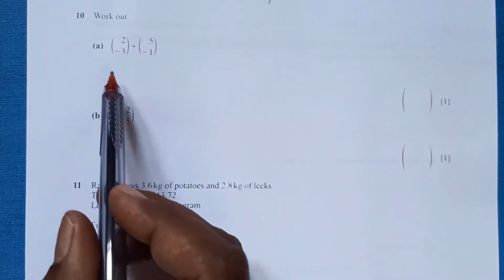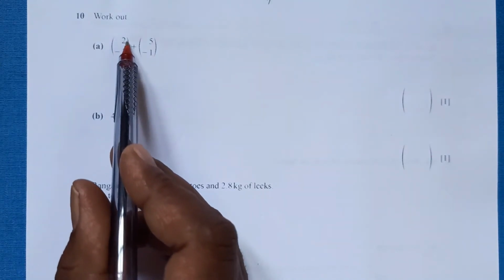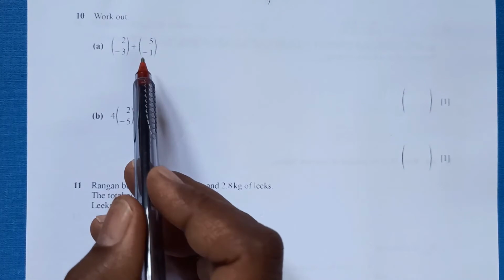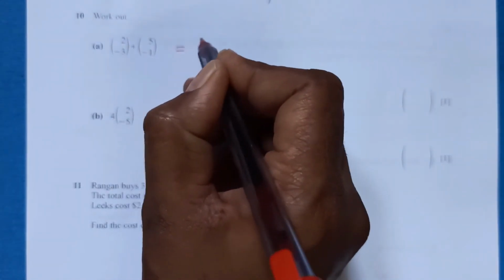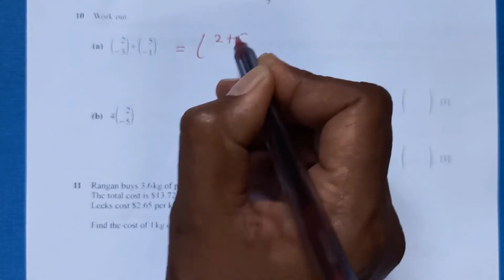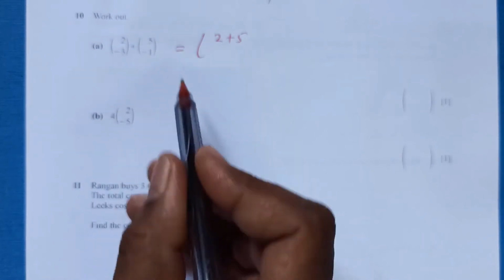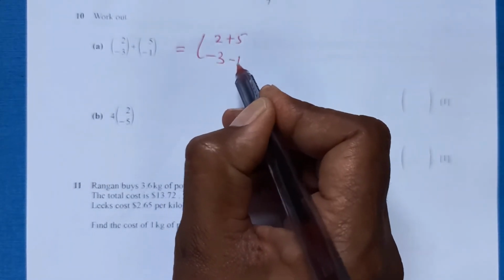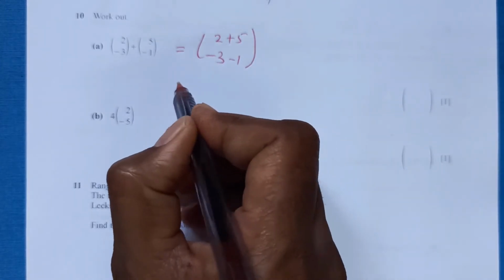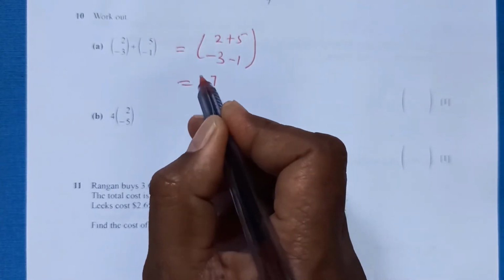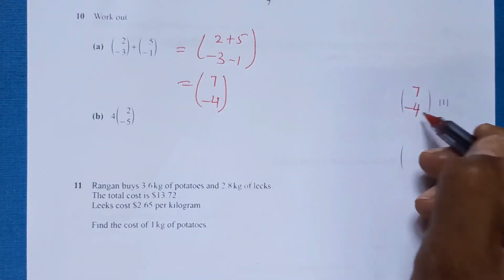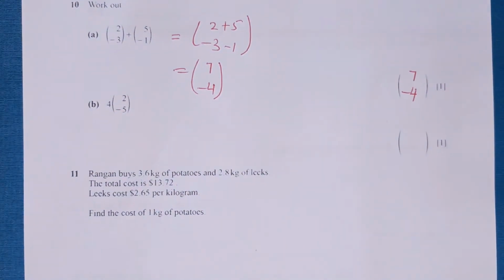Question 10. Work out part A. 2 column vector 2 -3 and 5 -1. We need to just add. So this is very easy. So you're writing 2 plus 5 at the corresponding coordinates x and x. Then 3, -3, -1. So this is 7 and -4. So your answer is 7 and -4.